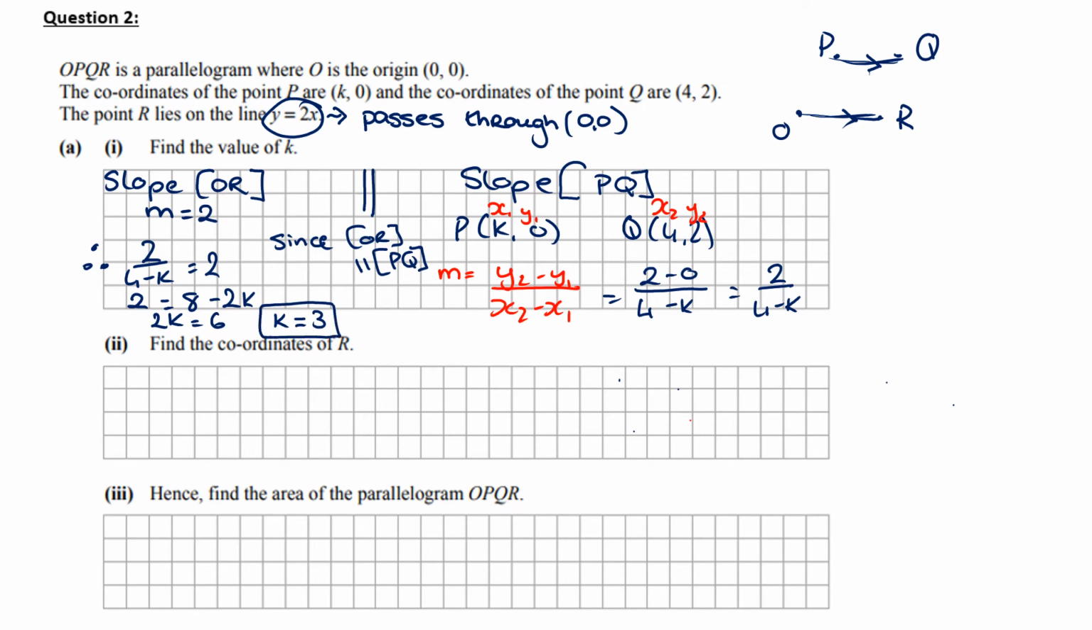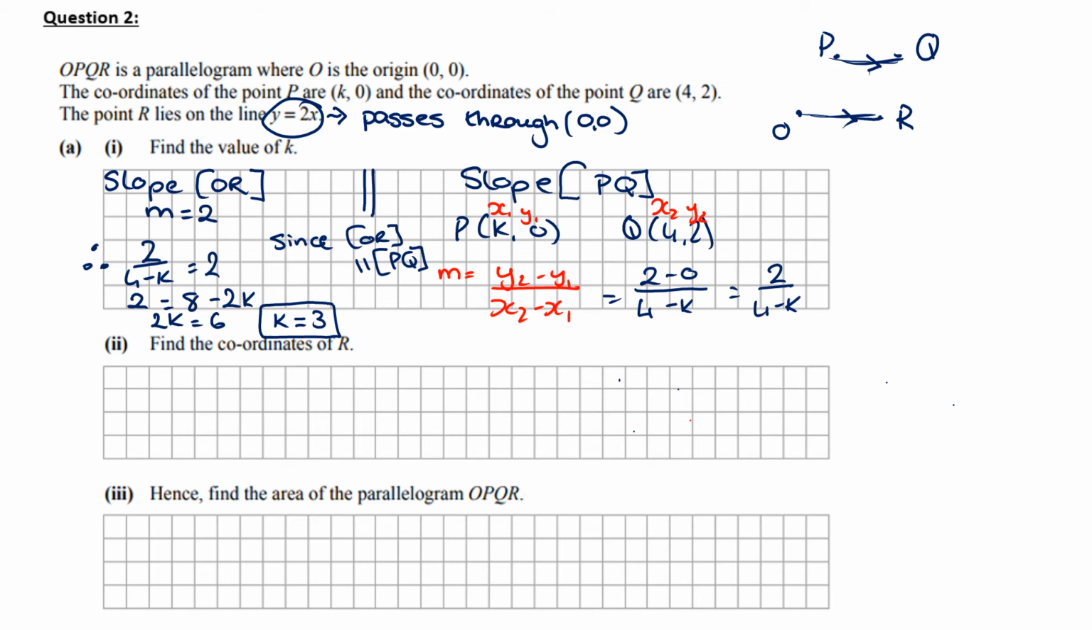So that uses the idea of parallel lines. Now, it was probably a little bit difficult given the way that they presented it, being on that line and the idea of the slope of OR. But having covered the idea that no constant means it passes through the origin, you need to be on the lookout for things like this that will help you. So the next part asks us for the coordinates of R.